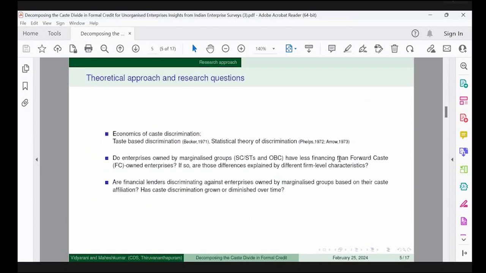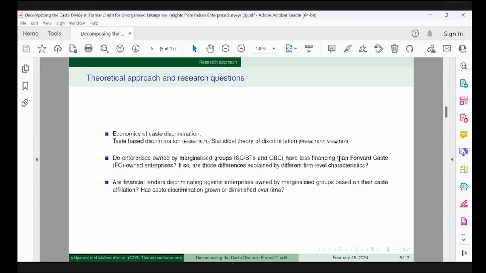Next, I'm moving on to the next slide. We have based our research work on two theories. The first one is taste-based discrimination propounded by Becker, and the second one is the statistical theory of discrimination by Phelps and Arrow. Taste-based discrimination says that lenders may discriminate against minority borrowers regardless of their actual repayment capacity. The statistical theory of discrimination says that lenders with imperfect information may discriminate against certain caste groups, races, and genders, assuming that they possess higher risk.